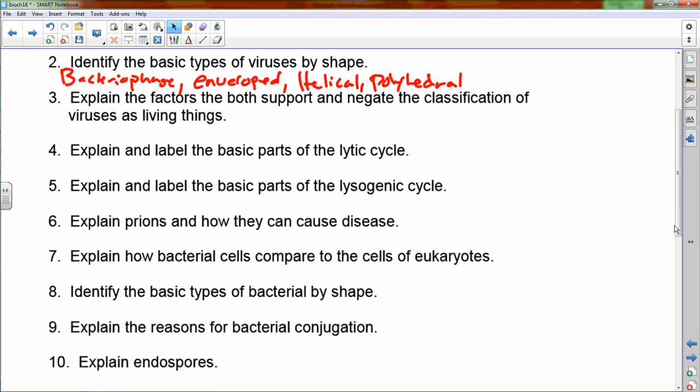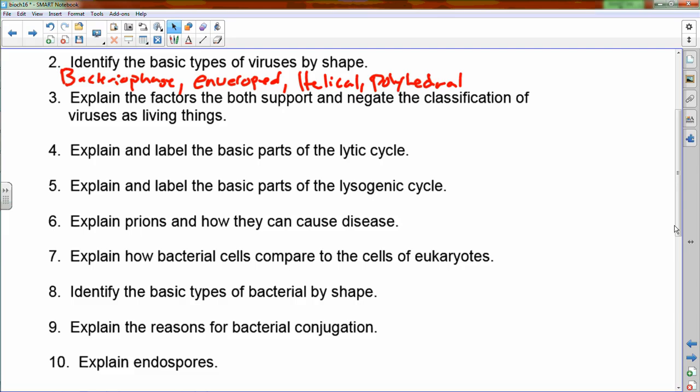Okay, on the test, you will have to be able to explain factors that support and negate the idea of viruses being living organisms. So, what type of things would we say in favor of viruses being living organisms? They can evolve. They can adapt to their environment.